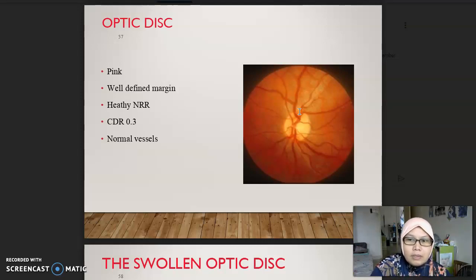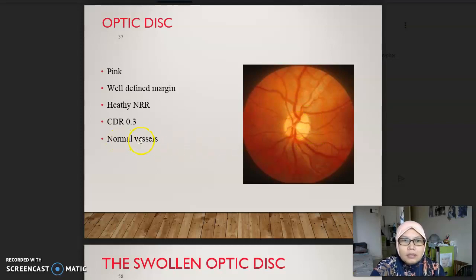But when you describe it, you must say that the optic disc is pink, because it actually refers to the circulation on top of the optic disc. If it's not yellow, you call it pink, dusty pink, something like that. So start with the color of the optic disc. The optic disc is pink, and then you look at the margin. The margin is well-defined. Healthy neuroretinal rim is optional; you don't have to tell if you don't know. And then the cup to disc ratio is 0.3. This is the cup, the whole thing is a disc.